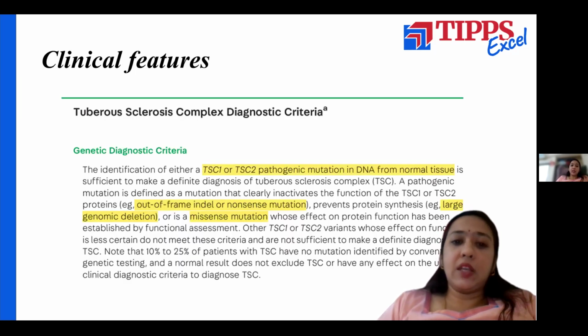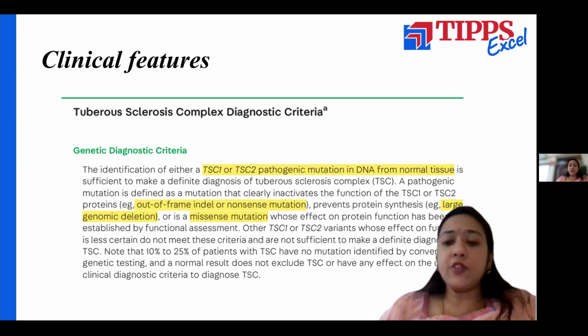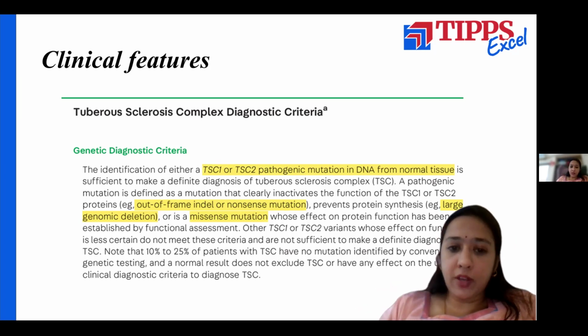Coming to the diagnostic criteria, the international consensus on tuberous sclerosis in 2012 gave this genetic diagnostic criterion. Whenever we subject the individual to genetic testing, that is whole exome sequencing, we should be able to identify a TSC1 or TSC2 pathogenic mutation in DNA from normal tissue. When we are able to isolate that alone, that itself is sufficient to make a diagnosis. So what are these mutations basically? They are either out of frame mutations, indel mutations that can be deletions, duplications or additions, or nonsense mutations, large genomic deletions or missense mutations.